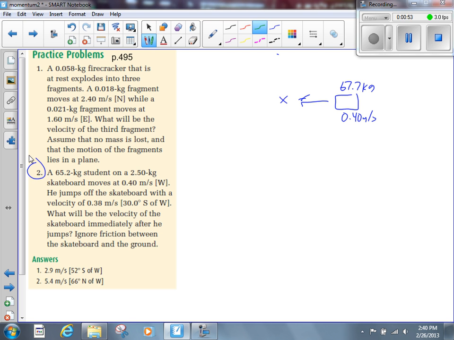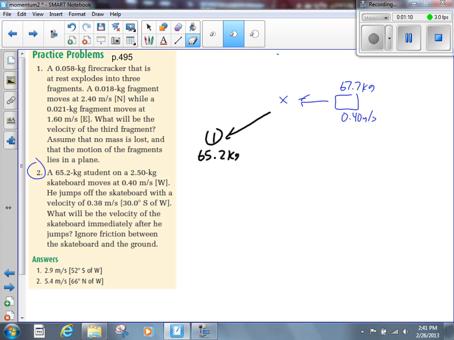The skateboarder goes down here. We're going to call the skateboarder object number 1. His mass is going to be given as 65.2 kilograms. His velocity is 0.38 meters per second at 30 degrees south of west. So there's our angle right there, south of west. It's measured from the west, and it's of course going south, so it's south from the west.